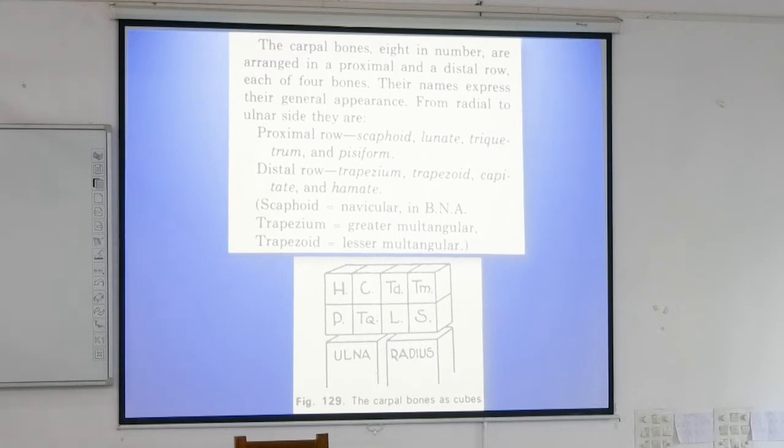Now, the proximal row is scaphoid, lunate, triquetral, and pisiform. This is the ulna and the radius. You think of carpal bones as cubes.